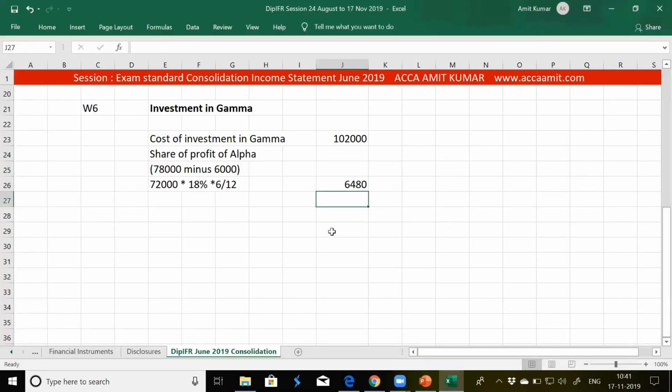Percent of dividend received. $4,500. So minus 4,500 is the dividend received, 18% of 25,000.